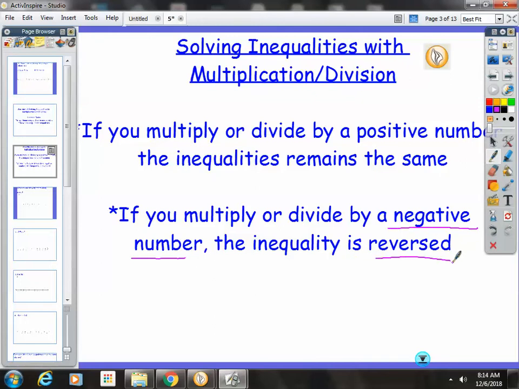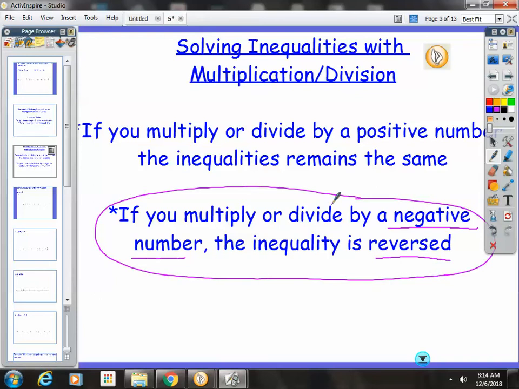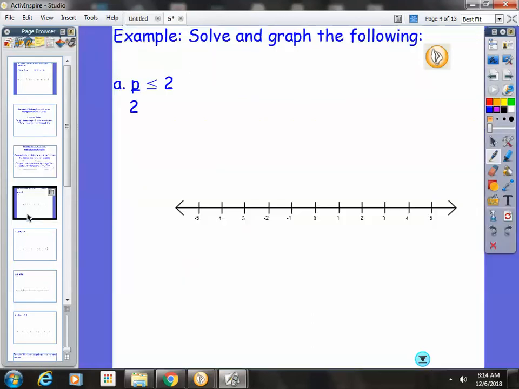Can you please circle this phrase on your notes page? It is very important and something we need to make sure we're paying attention to. If we multiply or divide by a negative number, we're going to flip that inequality symbol in the next line of our work. If we multiply or divide by a positive number, nothing changes. But if it's a negative number that we're multiplying or dividing by, we have to do some changing.